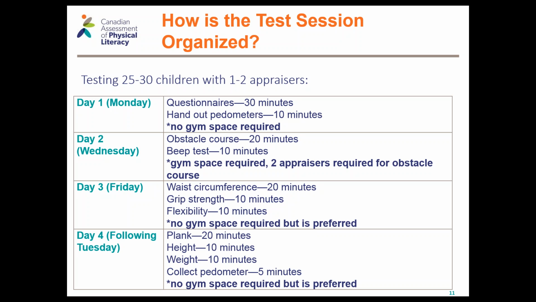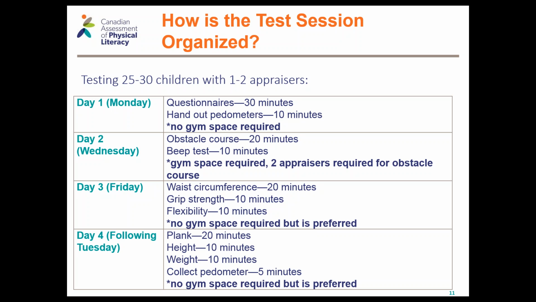So this one you would need gym space. About 2 appraisers are required for the obstacle course, 1 to time and 1 to score. This would take about 30 minutes of your time, depending on how long the beep test would go. And then day 3, you can have waist circumference, grip strength, and flexibility, and no gym space is required for these measurements. You would probably just need a classroom size room, and something that you can use for privacy purposes for the waist circumference measurement. And if you wanted to have another activity set up, you could definitely incorporate that.